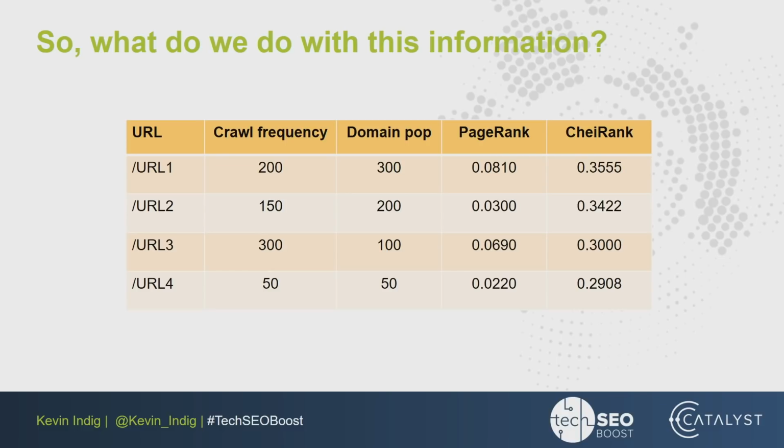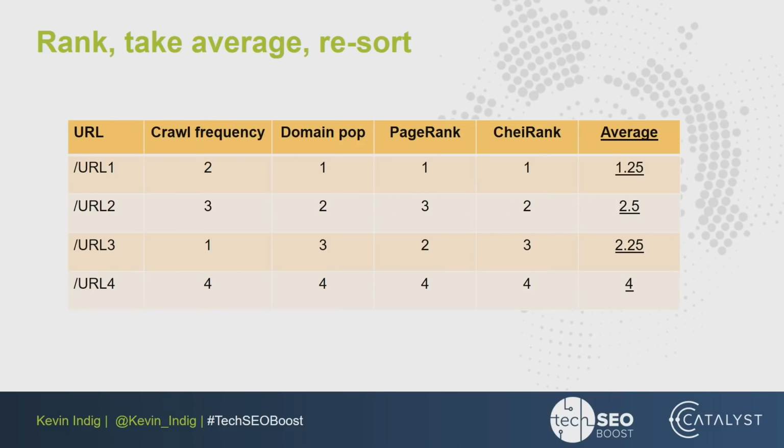And the problem that you have when you have lots of data that doesn't really fit together well is you want to make it comparable. And the way to do that is to rank it. So you rank each of the columns, meaning the URL with the highest domain pop gets a 1, number 2 gets a 2, et cetera, et cetera.